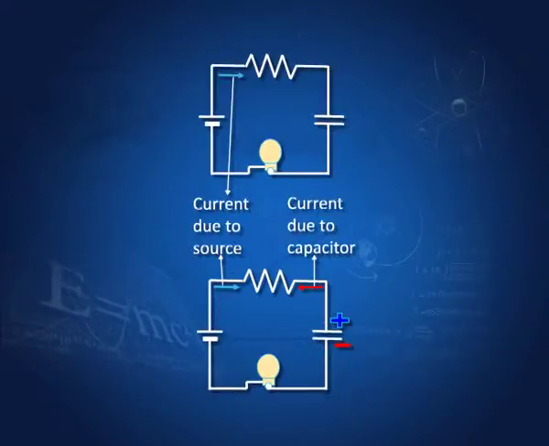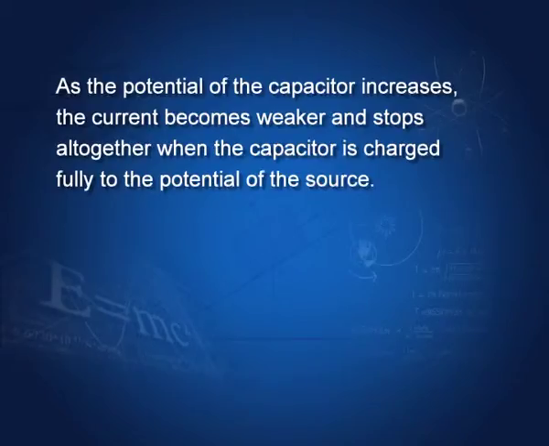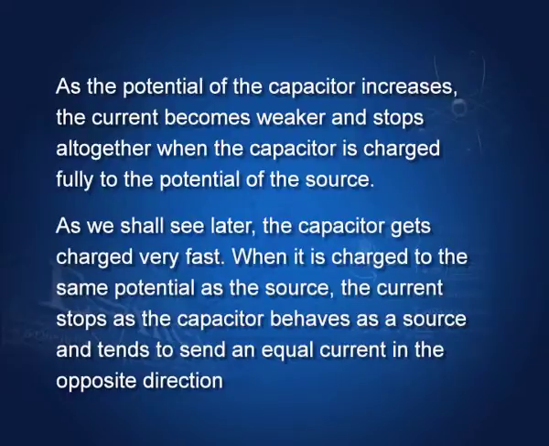glowing bulb. We have a bulb here, and a current flows which is transient, that means it flows for a very, very short time, and the bulb glows only for that interval of time. As the potential of the capacitor increases, the current becomes weaker and stops altogether when the capacitor is charged fully to the potential of the source. So, if the potential of the source is the same as the potential of the capacitor, then the current stops.